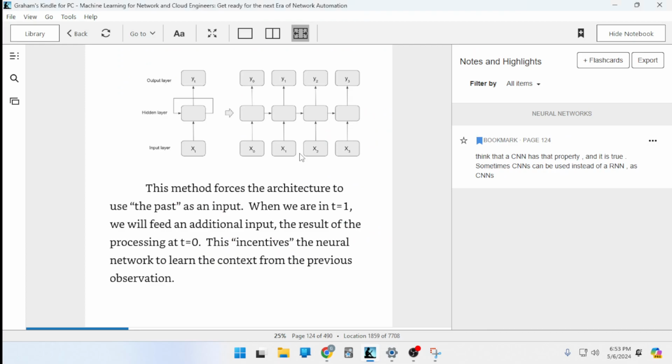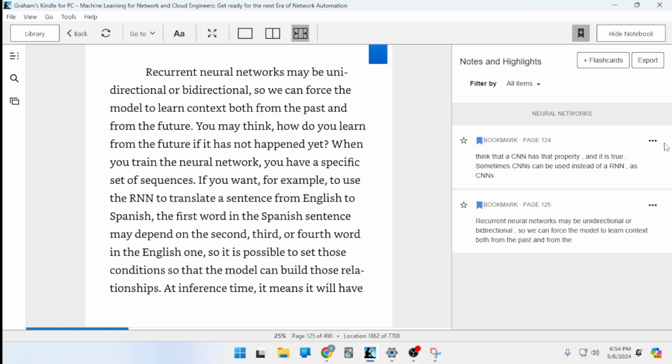All right, so that looks good to me. So moving on, this method forces the architecture to use the past as an input. When we are in t=1, we will feed an additional input, the results of the processing at t=0. This incentivizes the neural network to learn the context from the previous observation. All right.